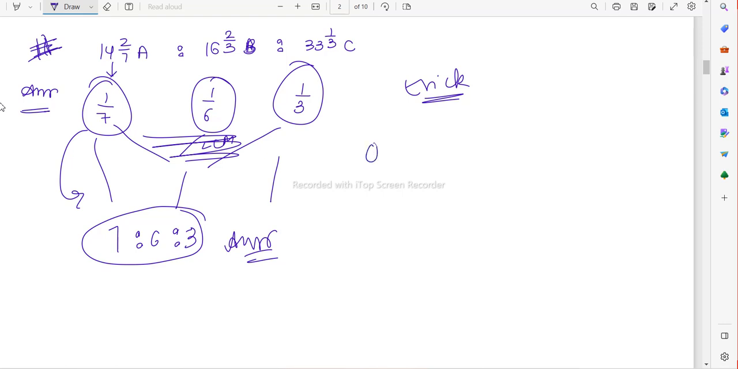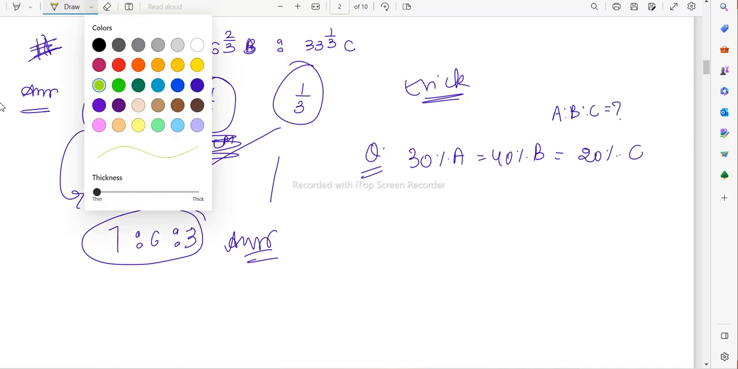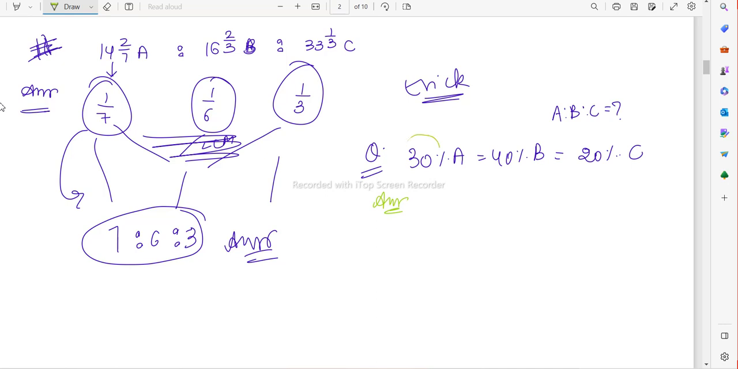If I say that there is a question again, 30% of A is equal to 40% of B is equal to 20% of C. And if I ask you what is A ratio B ratio C, then how do you answer this one? First of all, I can cancel the percentages, and cancel 0. So what I'll get is 3 ratio 4 ratio 2 of A, B and C.